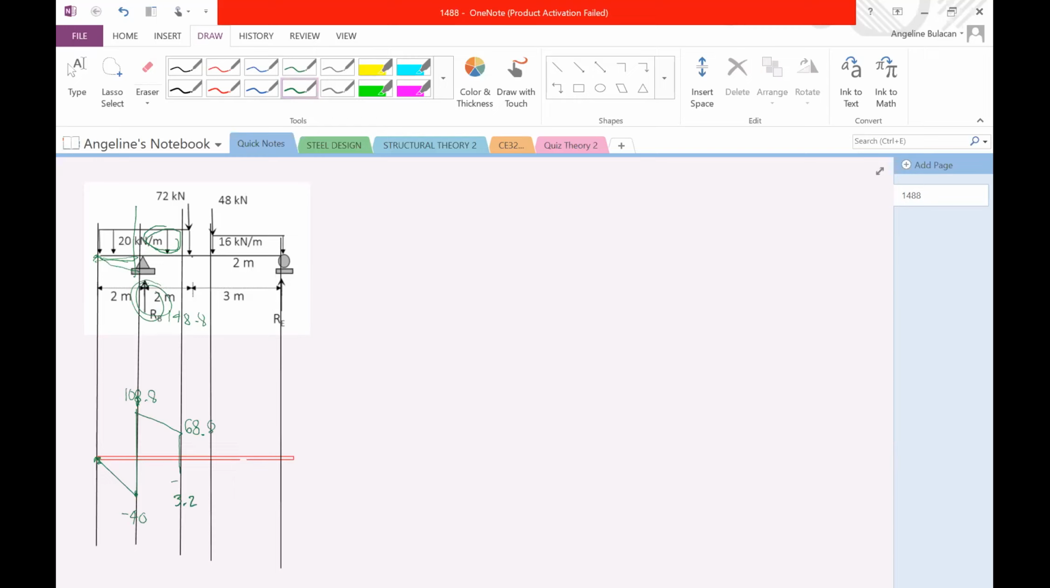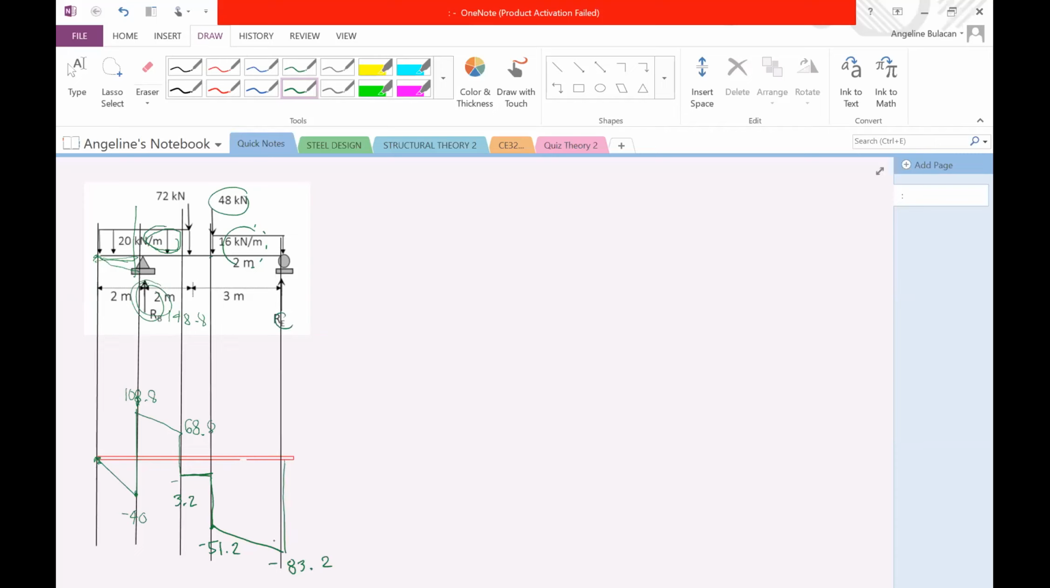3.2, no? Tapos, from this point to this point, wala kang load. So, walang changes. Pantay lang. Dire-diretso kasi walang change. Then, pagdating mo dito sa point na to, may 48 ulit na pababa. So, negative 3.2 minus 48, magiging negative 51.2. Bumaba ka ulit. Tapos may gradual na downward force ulit. So negative 51.2 minus 16 times 2, 83.2, which is equivalent to the reaction at E.